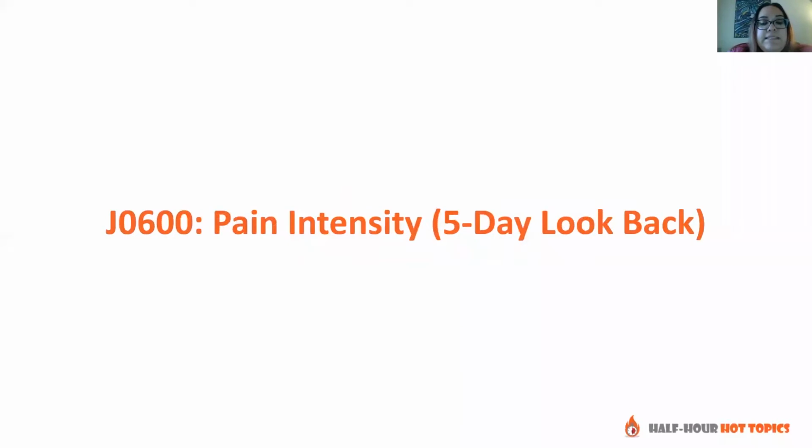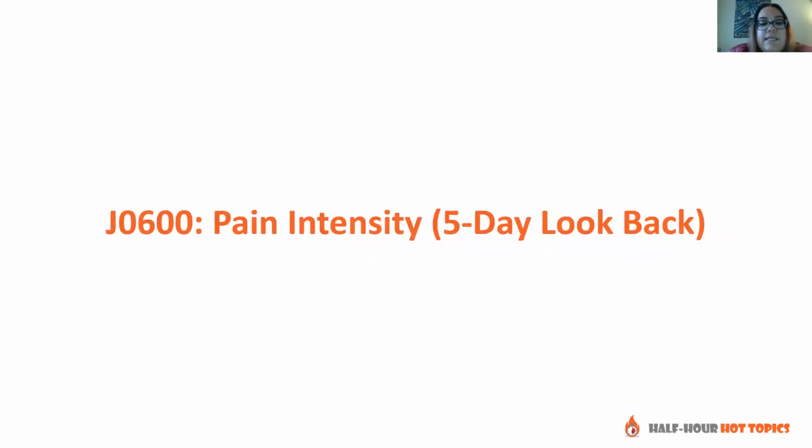J0600 is that pain intensity. And again, it's a 5-day look back, and you either want to use the numeric rating scale, and just as the name implies, it's a 0 to 10 scale, or you may want to use the verbal descriptor scale. And so the verbal descriptor scale goes mild, moderate, severe, very severe, horrible.